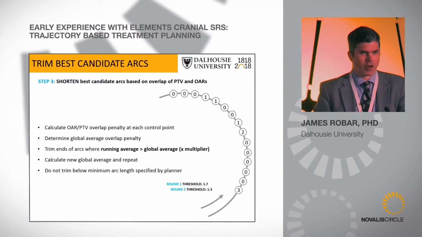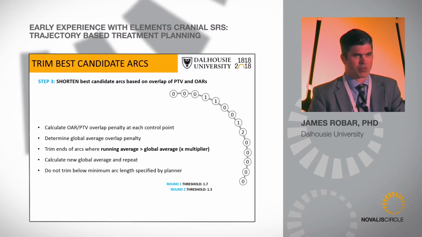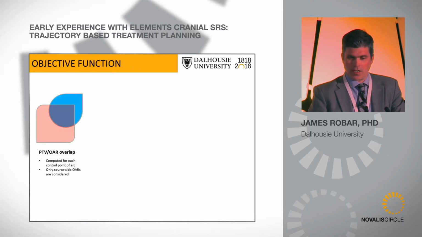So let's build on to our objective function. Similar to penalizing changes in couch angles, we can also penalize changes in gantry start-stop angles. And so the user can allow a lot of latitude here or restrict it.